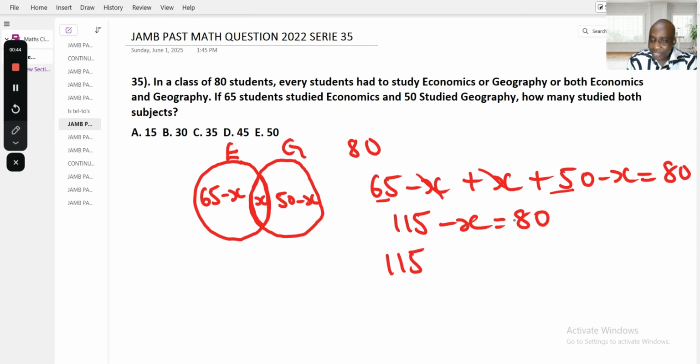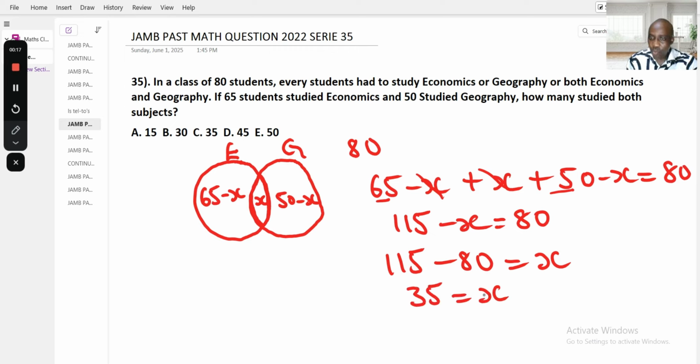115. There is an invisible plus on the left side of the 80. By the time it jumps to the other side, it will change to what? To minus. This minus X will jump to the other side. It changes the minus sign to what? To plus. If I didn't put anything here, it means there is an invisible plus there. Therefore, 115 minus 80 is going to give us 35.